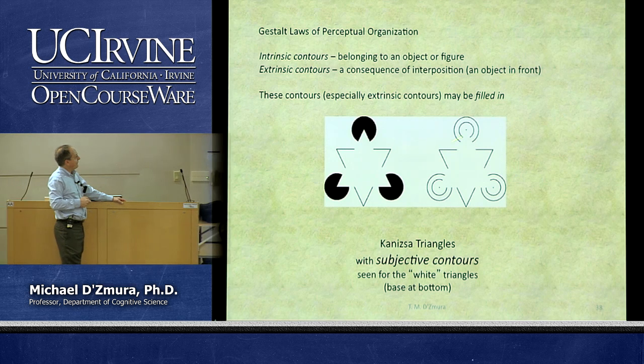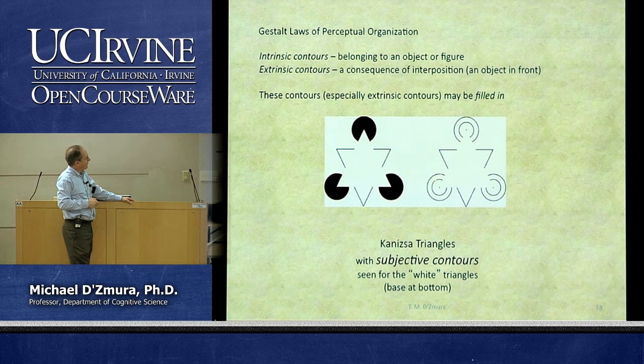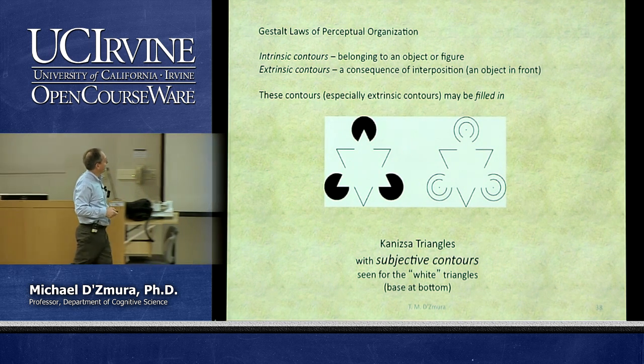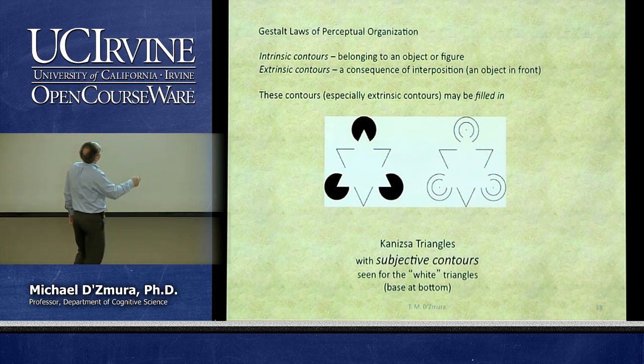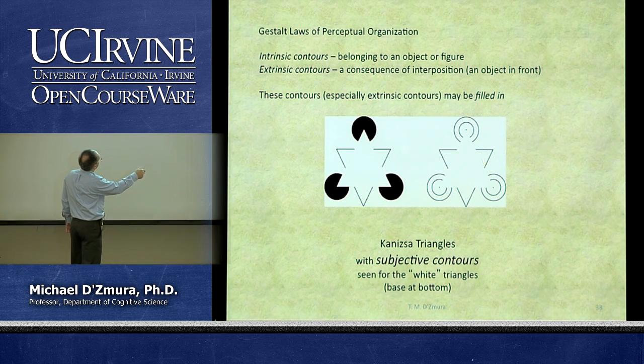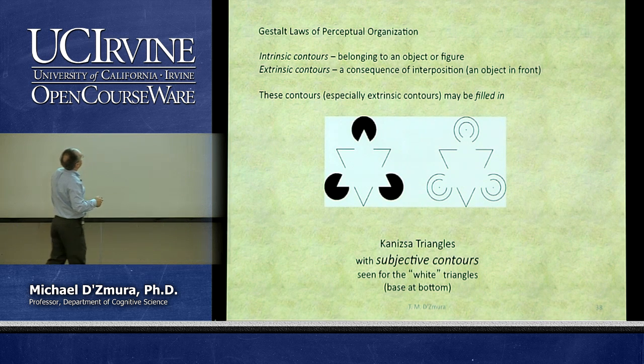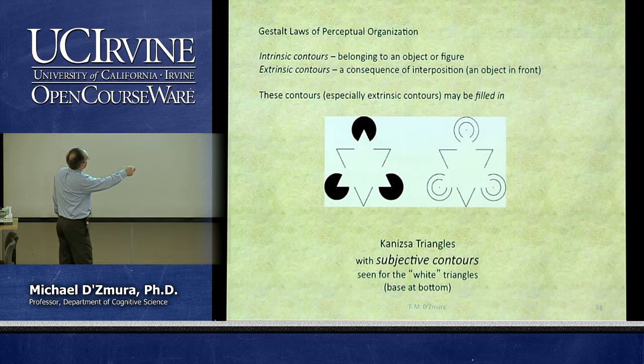So if we look over here, now on the right, we see a similar figure. We're no longer using filled-in Pac-Men. Rather, we have these sort of circle sectors. But we see a similar organization. We have a white triangle in front, and it has effectively subjective contours for its edges. We see the triangle in back with its black edges, and its contours have been filled in where it's blocked.